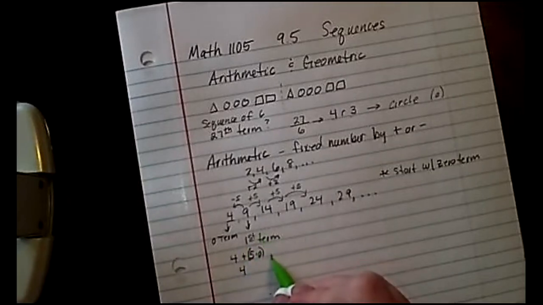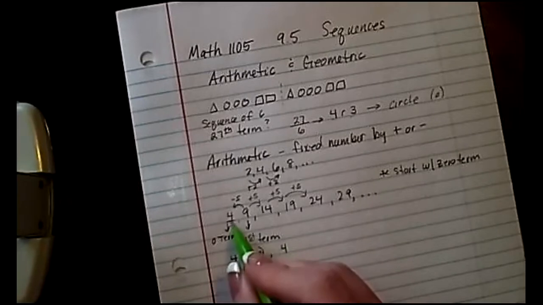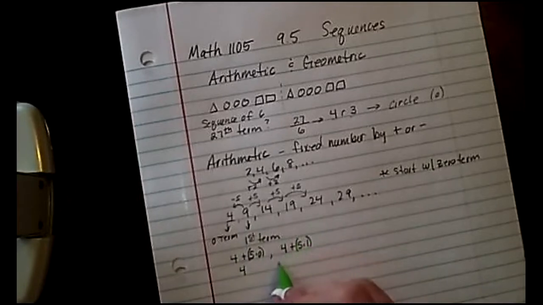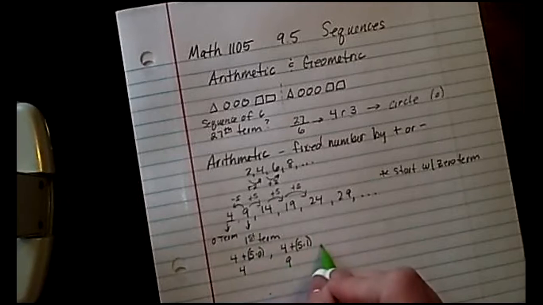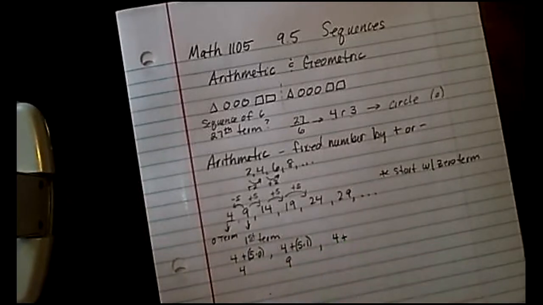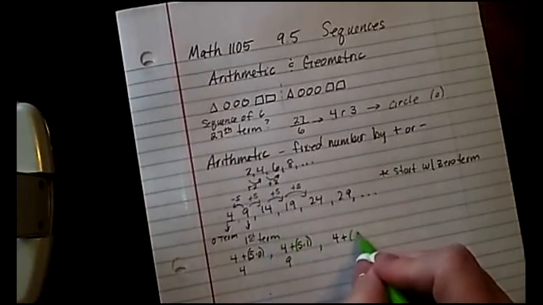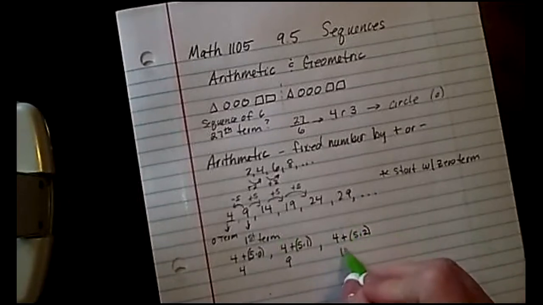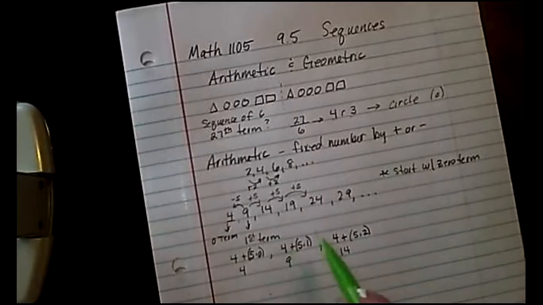Okay, then our next term, again, we begin with 4, and then we're going to add 5, and this is our first term. So this becomes 4 plus 5, so this becomes 9. Okay, again, begin with our constant there. And then here we're going to have 5 times, this is our second term. So 10 plus 4 is 14, and so forth. So you can kind of see the pattern there.